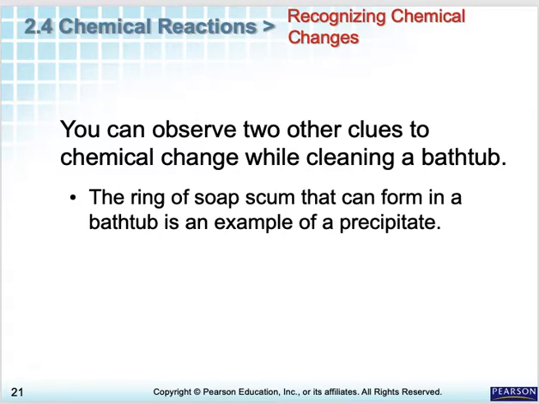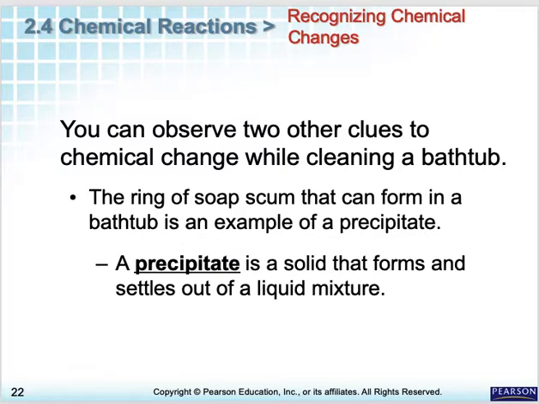So if you see something while cleaning your bathtub, you might see that there's a ring of soap scum around the tub, and we know that that is an example of a precipitate. And we have to use pretty harsh chemicals to get that off. So a precipitate is a solid that forms and settles out of a liquid reaction mixture.